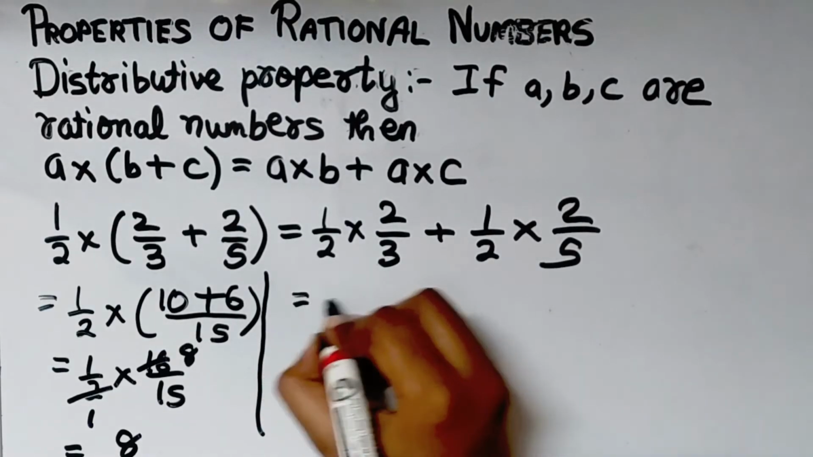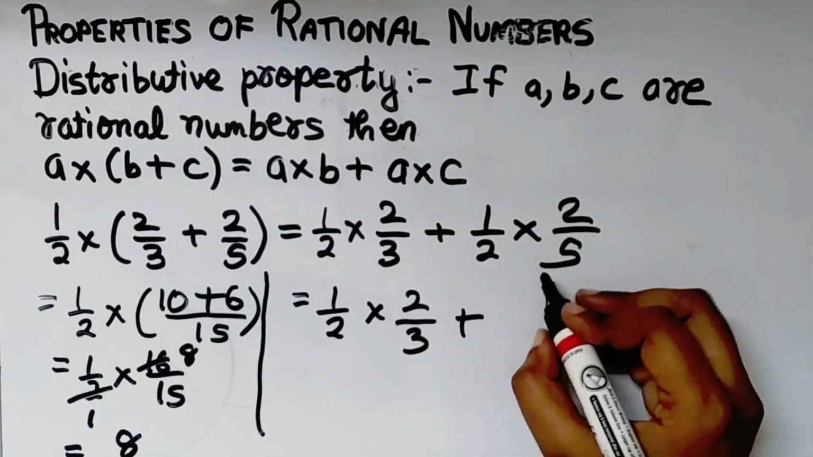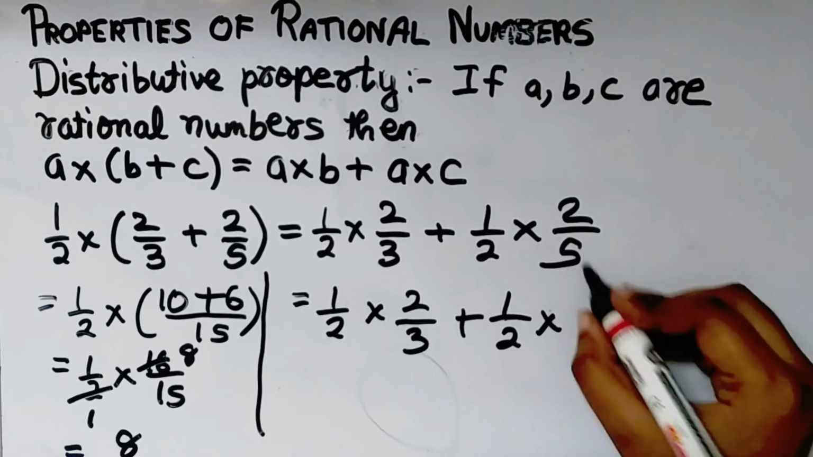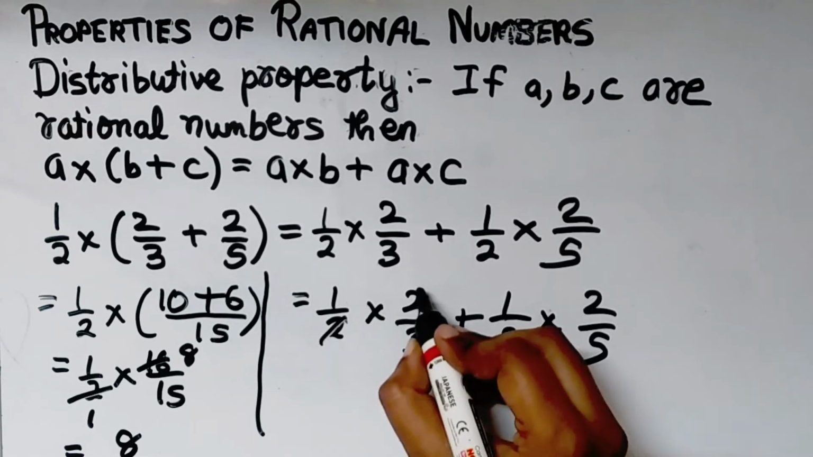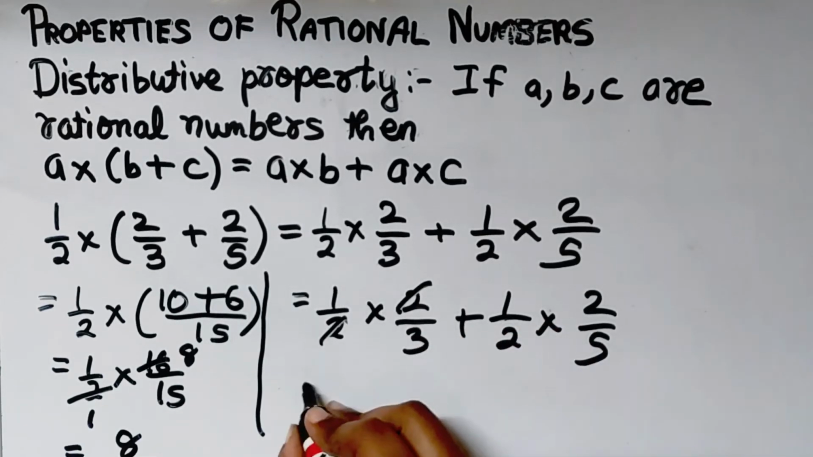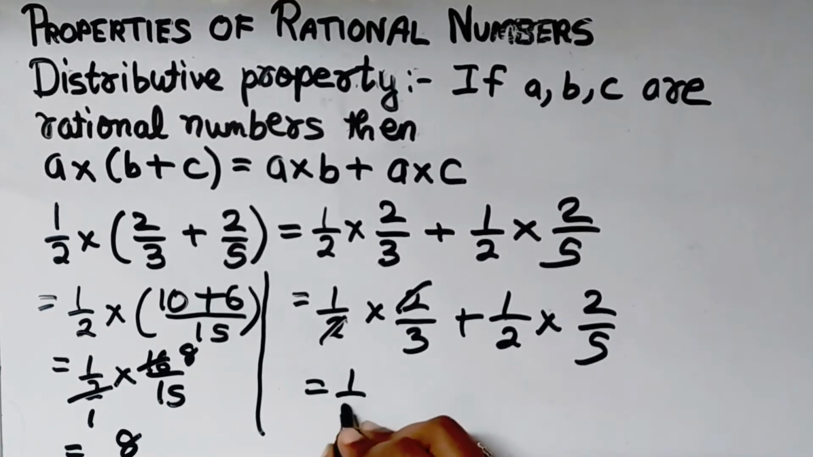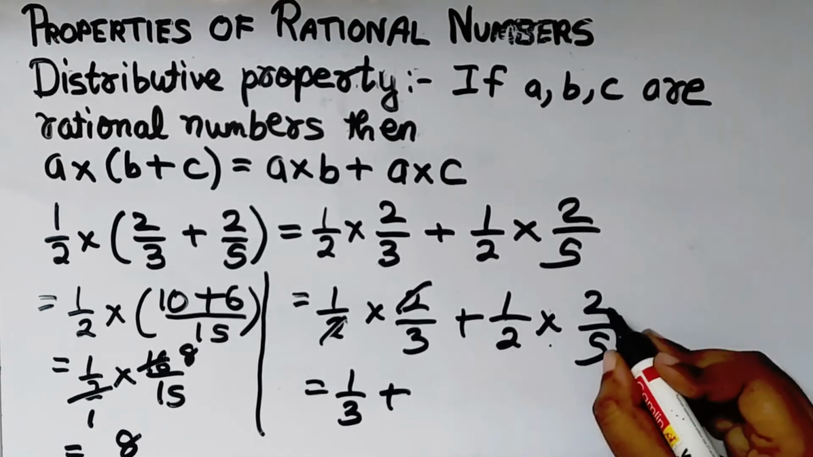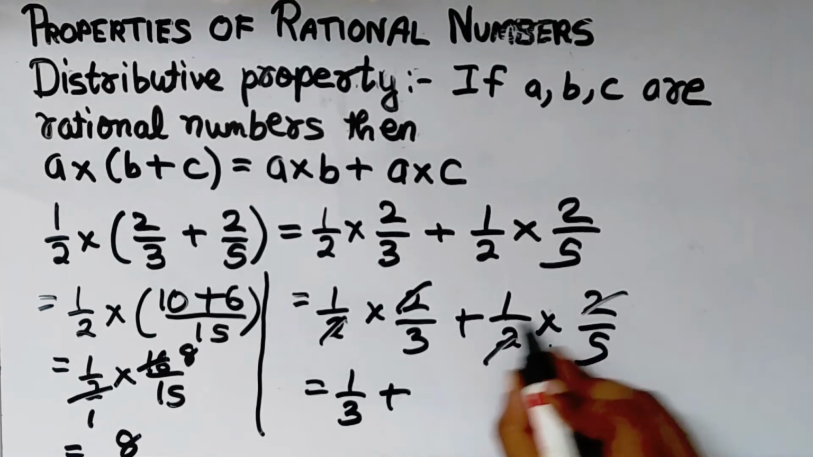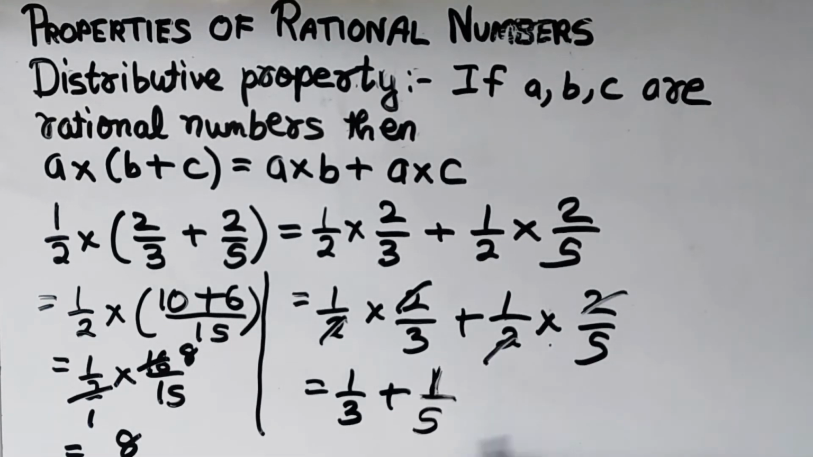So here equal to 1 upon 2 into 2 upon 3 plus 1 upon 2 into 2 upon 5. Here multiplication sign is there, so this 2 and this 2 we can cancel. What we will get here? 1, and in the denominator we have 3. So 1 upon 3 plus, here also we can cancel this 2 and this 2, and what will remain? In the numerator 1 upon denominator 5. So 1 upon 3 plus 1 upon 5, which is equal to, we will solve this.